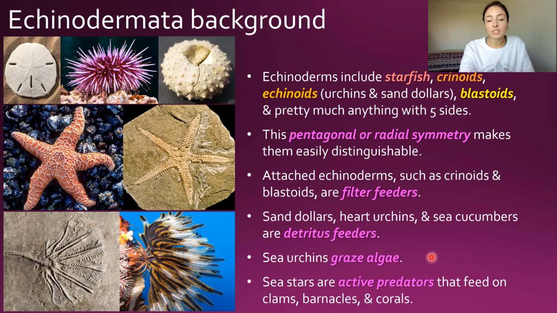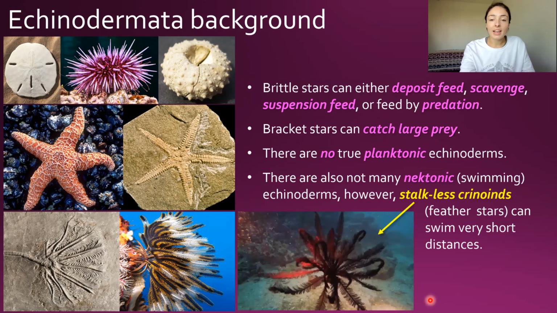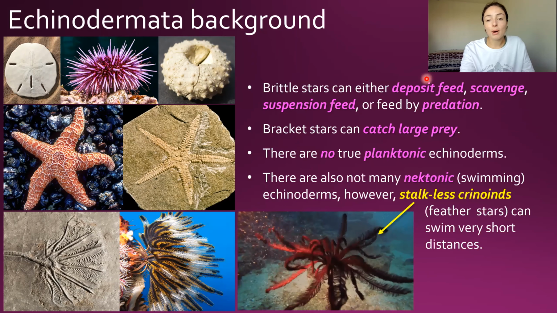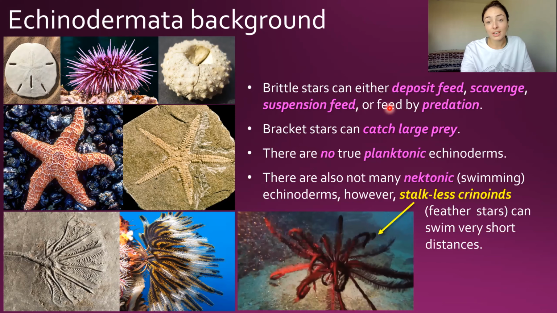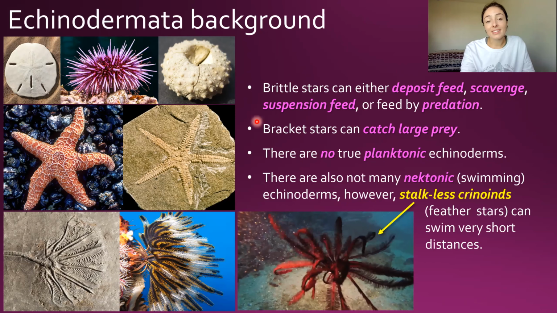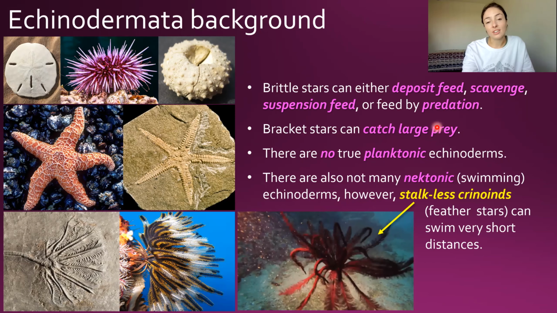Also, in terms of ecology, they can feed in a variety of ways. They are very diverse. One of these ways is attached echinoderms, such as crinoids and blastoids, that feed as filter feeders, or sand dollars, heart urchins, and sea cucumbers that feed as detritus feeders, and sea urchins that graze algae, and sea stars that act as active predators that feed on clams, barnacles, or corals, and brittle stars that can either deposit feed, scavenge, suspension feed, or feed by predation, and lastly, basket stars that can catch large prey.